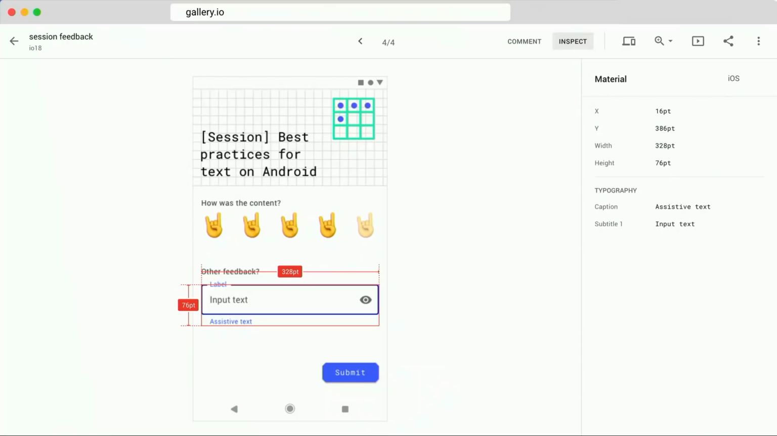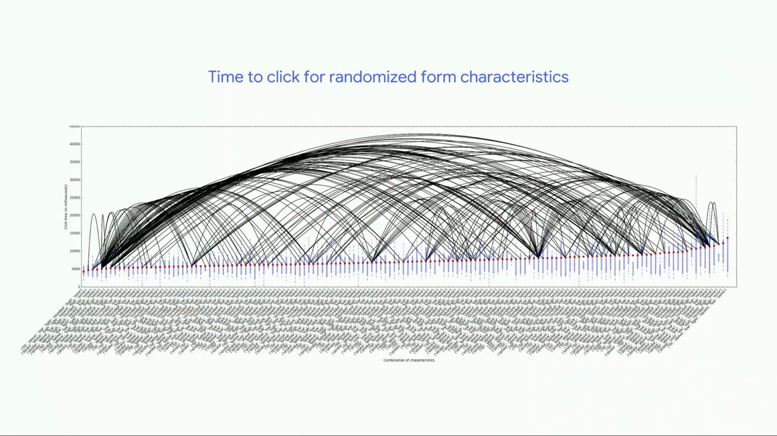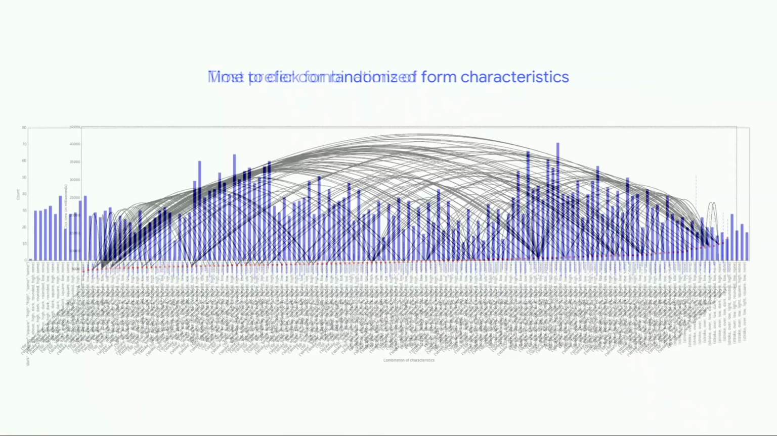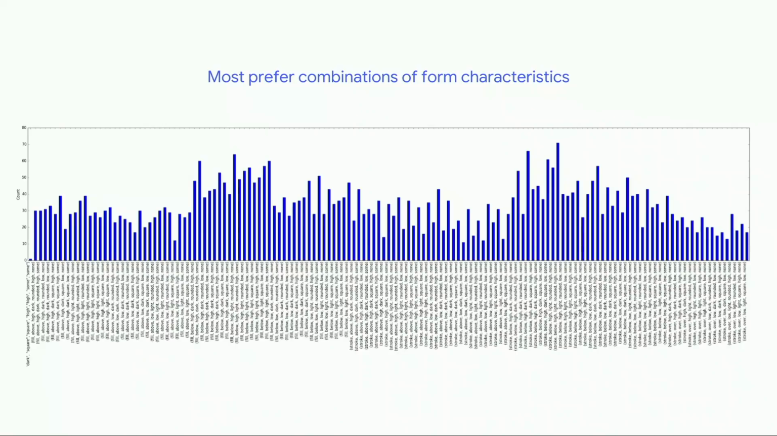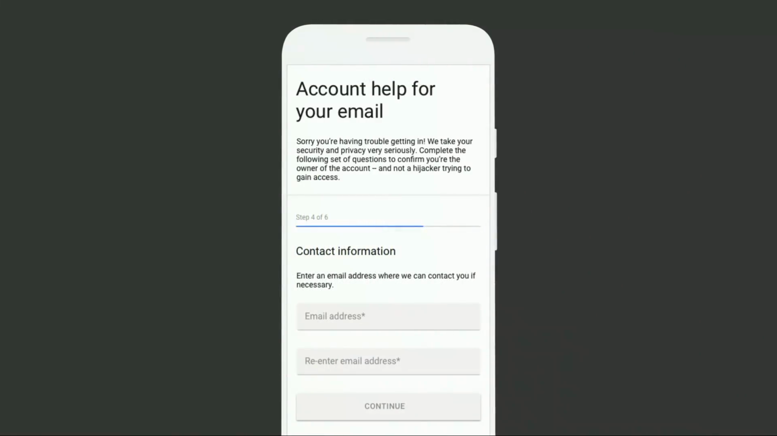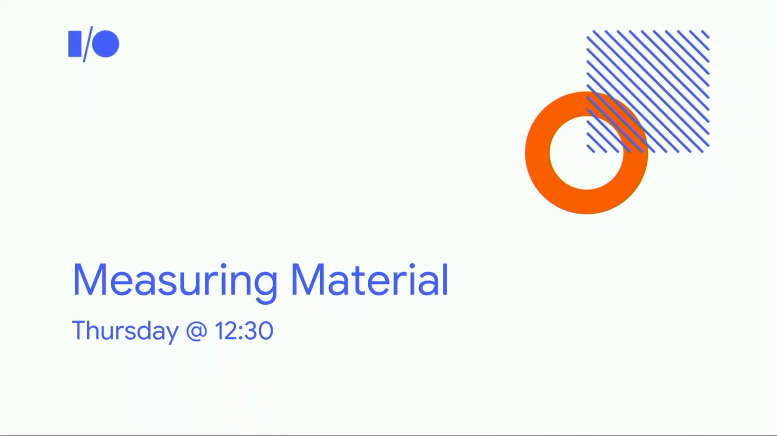By the way, these text fields are much better and much more performant than the previous designs. We did a huge amount of research in order to come up with these optimized designs. A lot of research. And it turns out that in long forms, your users are much more likely to see and interact with these text fields than the previous design. If you want to learn more about the new text fields or material research, you can watch the talk Measuring Material, Thursday at 12:30.